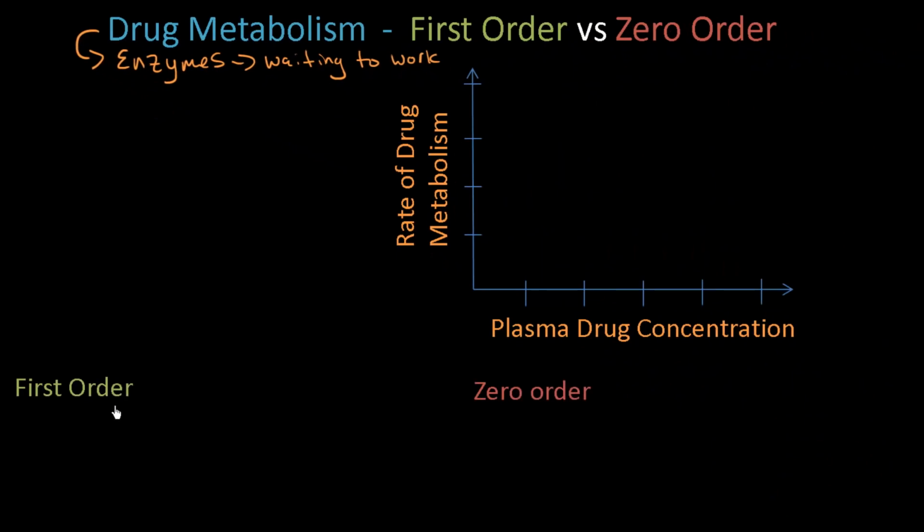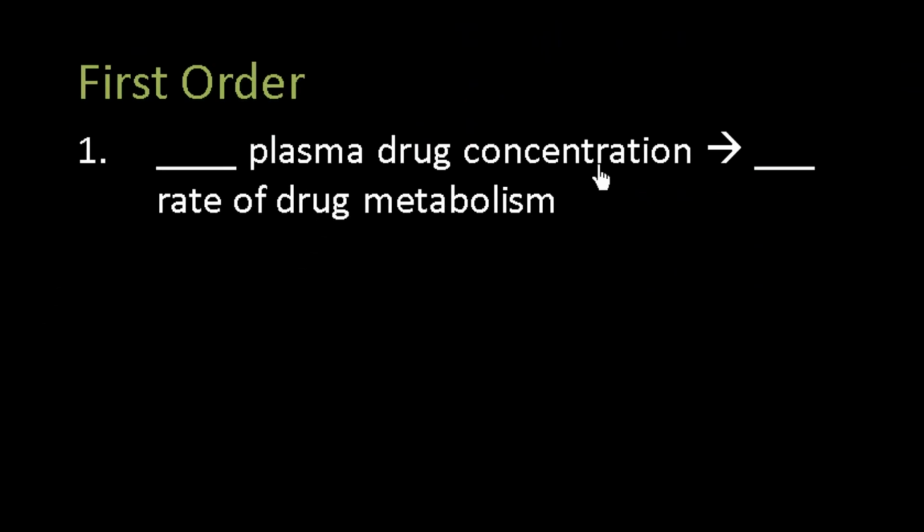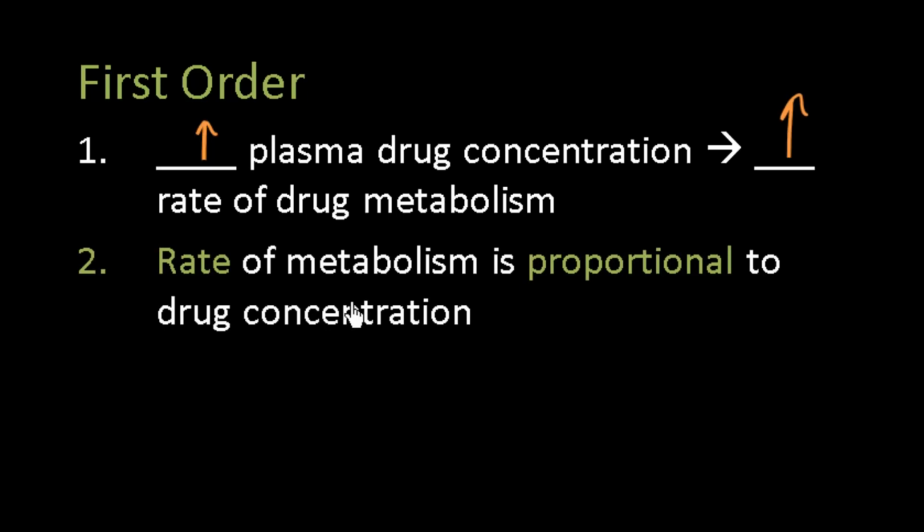So if you were going to remember only one thing about first order kinetics, I would want you to remember the relationship between the plasma drug concentration and the rate of drug metabolism. And the idea here is as I increase the plasma drug concentration, we are putting more of these enzymes to work, and as a result, I increase the rate of drug metabolism. And another way of saying the same thing is that the rate of metabolism is proportional to the drug concentration.